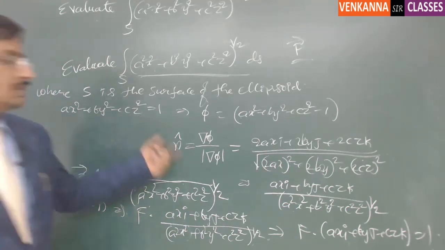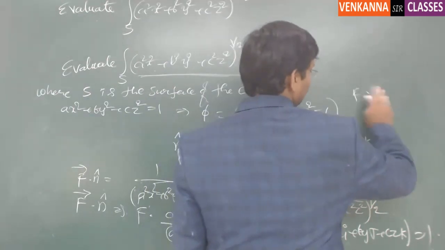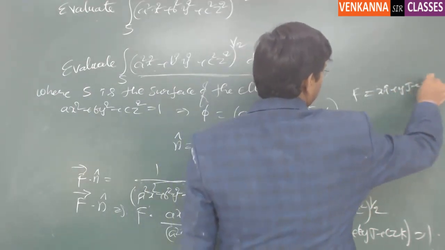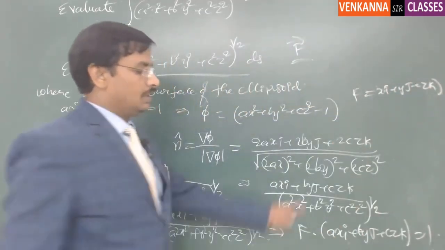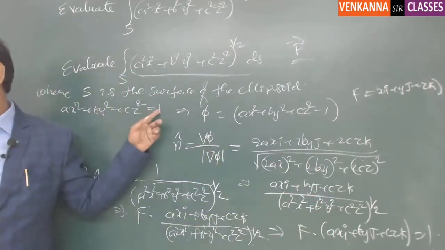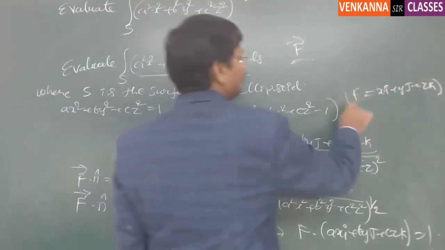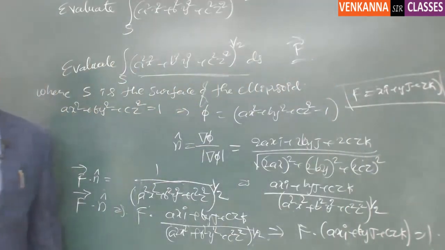Then F can be, the only possibility is x i + y j + z k. This is the only possibility so that the dot product of these two, ax² + by² + cz², is equal to 1. Got it? So from this we have got the F value. Once you get the F value, the procedure is straightforward. Note it down.